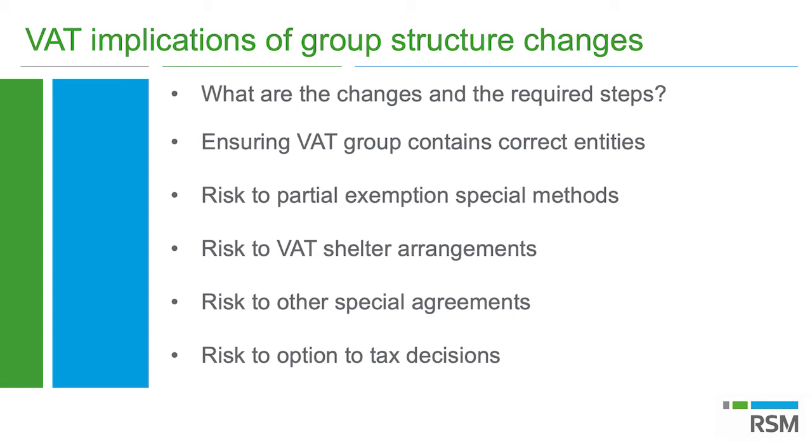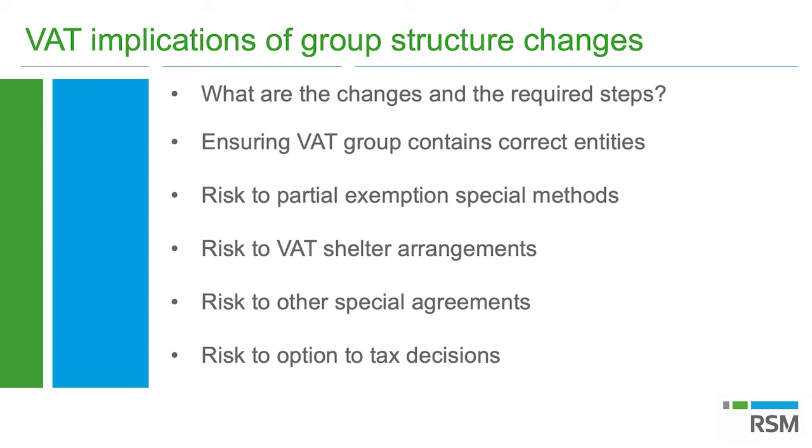For group simplifications, it is important to get tax support at the earliest opportunity. In order to get from the current structure to the simplified structure, there will obviously be a number of steps and transactions to go through. As VAT is a tax on transactions, it's important that these steps are understood in detail so that the necessary VAT treatments can be applied. The ultimate objective is to ensure that the correct entities end up in the remaining VAT group, that no unnecessary VAT costs are created along the way, and that the necessary notifications and applications are made to HMRC.